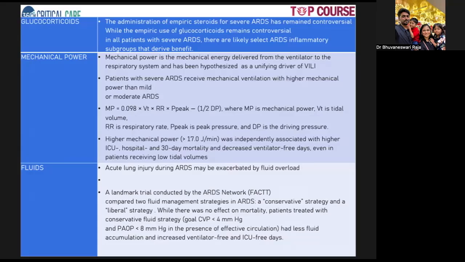Coming on to fluid, acute lung injury during ARDS may be exacerbated by fluid overload. There was a landmark trial called the FACTT trial where they compared two fluid management strategies, conservative and liberal, but there was no effect on mortality. Patients who were treated with the conservative fluid strategy had less fluid accumulation and increased ventilator-free and ICU-free days.